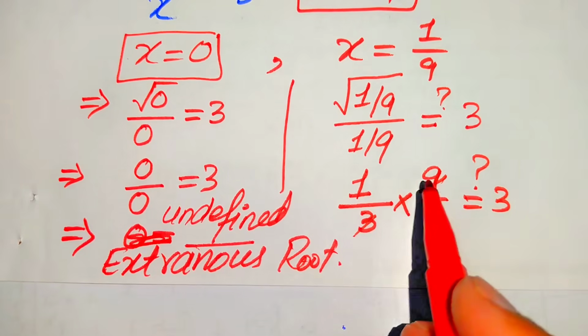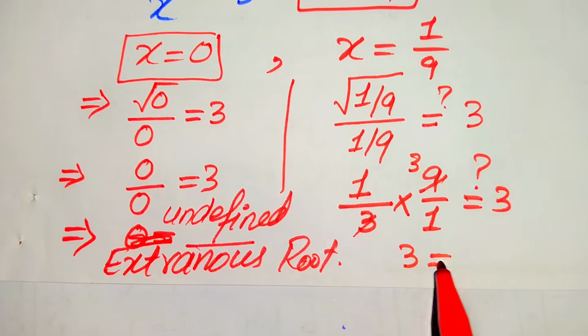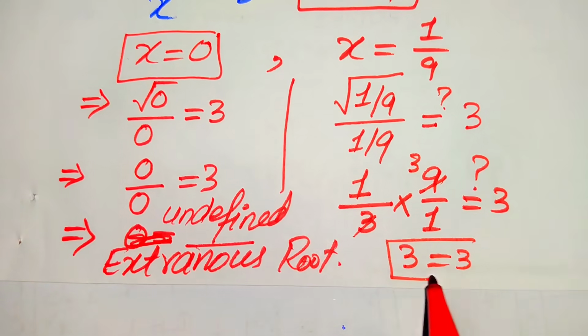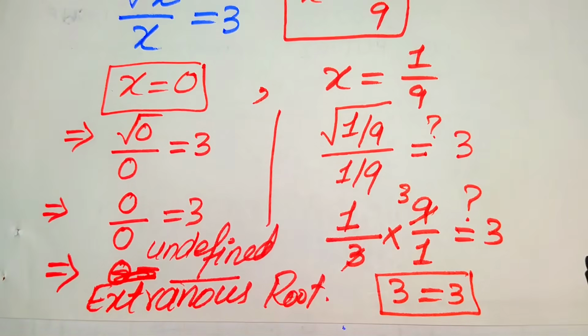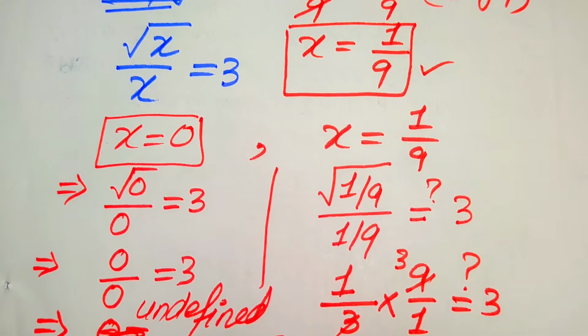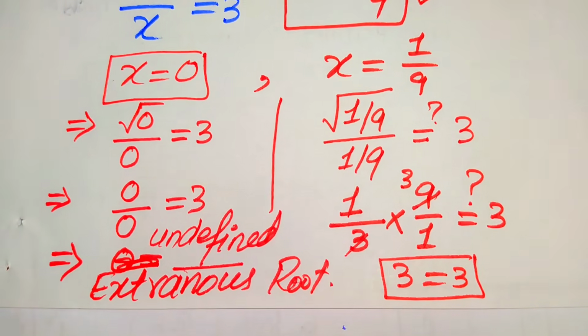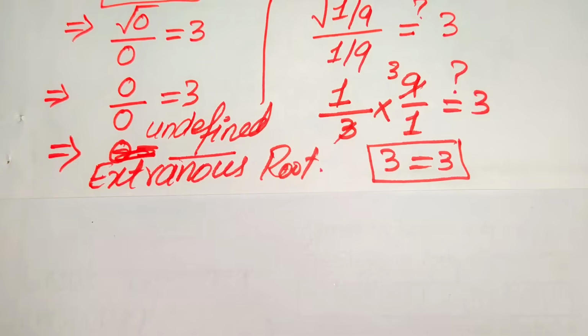So this will be cancelled out by each other, and we get 3 threes are 9, and you see here 3 is equal to 3. So this shows that the value x equals 1 over 9 satisfies our given question statement. So x equals 1 over 9 is the only solution of the given equation.